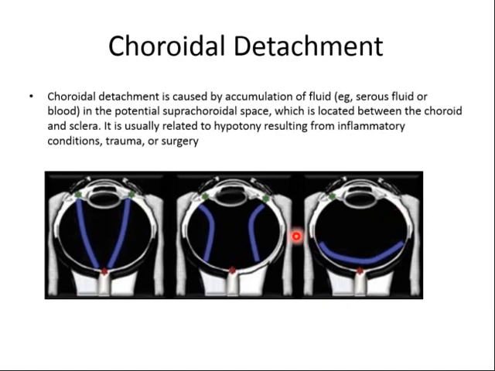I think this is a very important diagram. There are three types of detachments, and each has a distinct shape. The retinal detachment is on the left, then the choroidal detachment in the middle, and on the right is the vitreous detachment. Okay, keep this in mind.